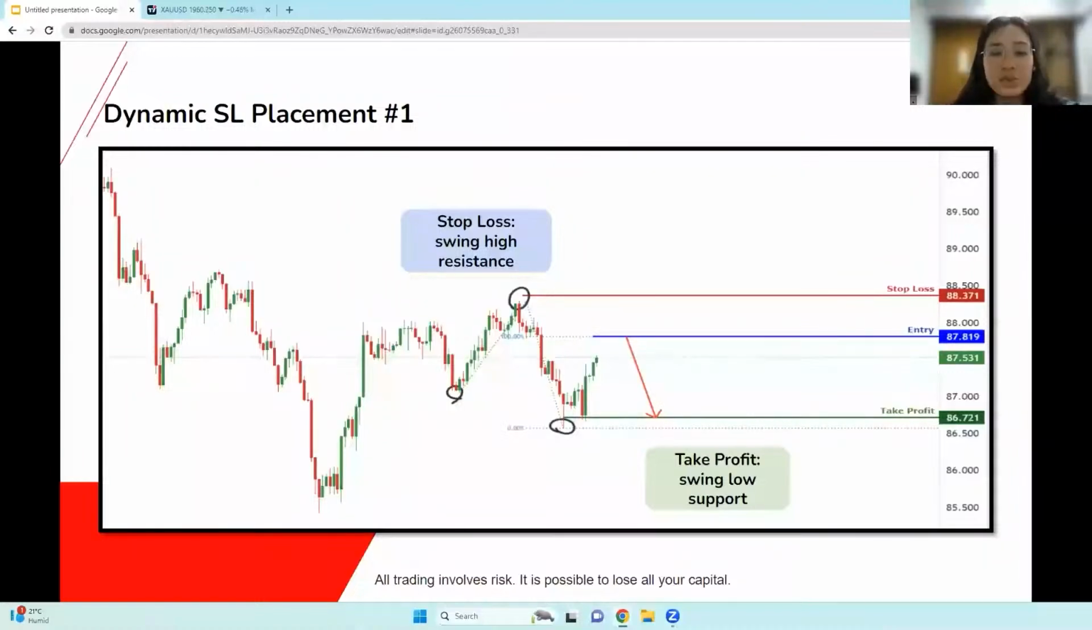Okay, so firstly here we are looking at a simple example to demonstrate a dynamic stop loss. Price firstly bounced off nicely off of the support level here. So it's a swing low support at 86.721. And we're expecting it to reverse off of our entry at 87.819, which is also in line with this 100% Fibonacci projection level.